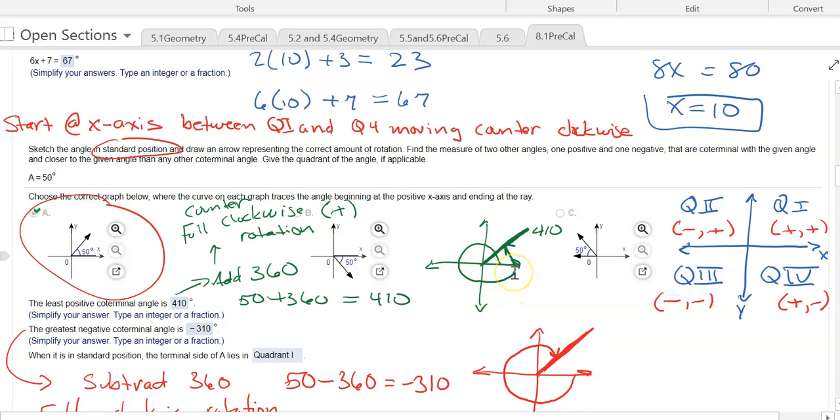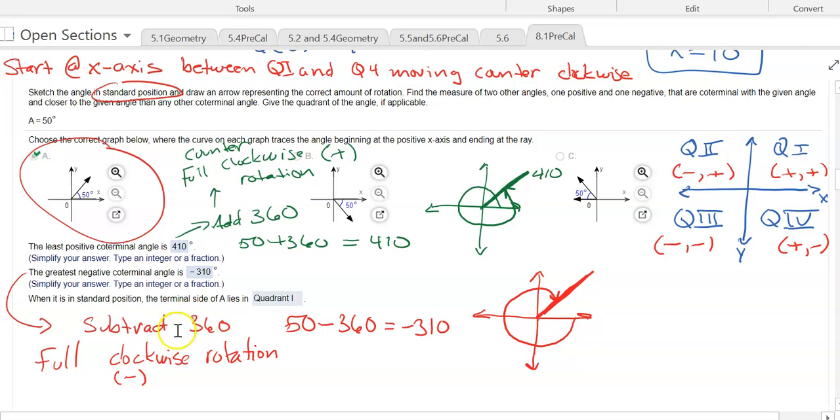We're back at our starting point, and then we go 50 degrees. So 410 degrees represents the same location as 50 degrees. And then when we do the greatest negative coterminal, we're going to be subtracting 360, or a full clockwise rotation in the negative direction. Sometimes, it depends.